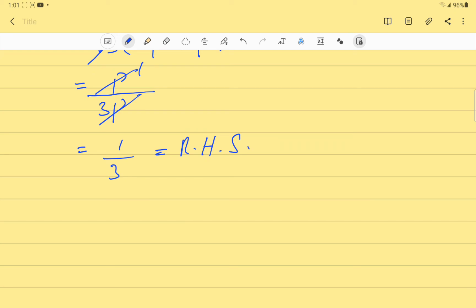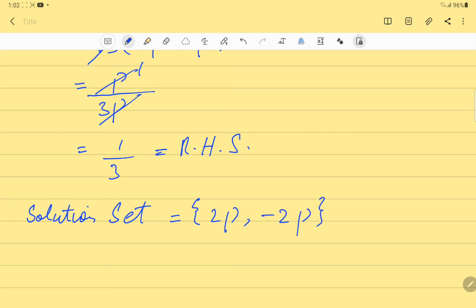So let us write our solution in this case. Solution set is equal to 2p and minus 2p, which is the answer of this question.